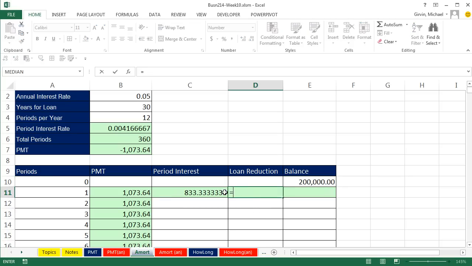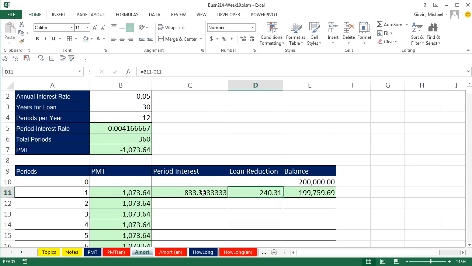So our loan reduction equals the PMT minus the period interest. Control Enter. Wow. I sent in $1,073 and they only let me take off $240 from my balance. Yep, that's the way it works. Early years, high interest, low loan reduction. Later years, high loan reduction, low interest. All right, so our balance equals one cell above minus one cell to my left. Control Enter. Let's see if we got all of our cell references right.